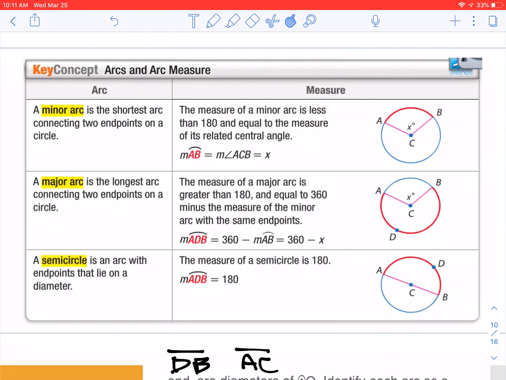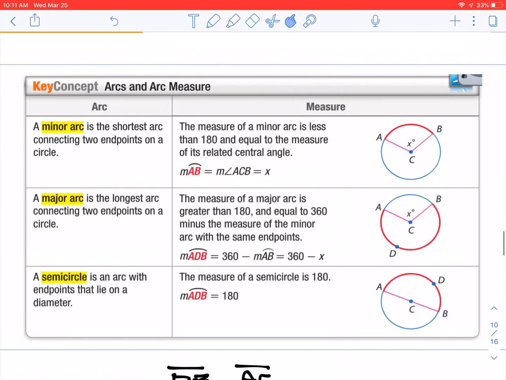So here's some terms, and we're just going to learn these terms. Okay? We have a minor arc, which is right here. This is the minor arc. Okay? A minor arc is less than 180. Okay? So if it's less than 180, it's minor. If it's greater than 180, right down here, okay, it is greater than 180, it is a major. And if it's exactly half, we call it a semicircle.